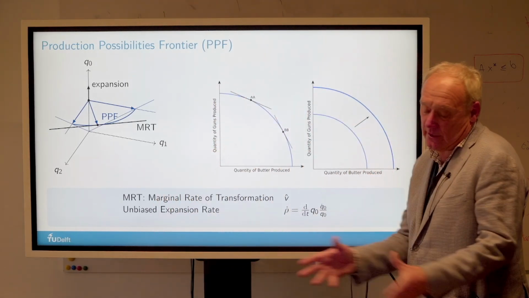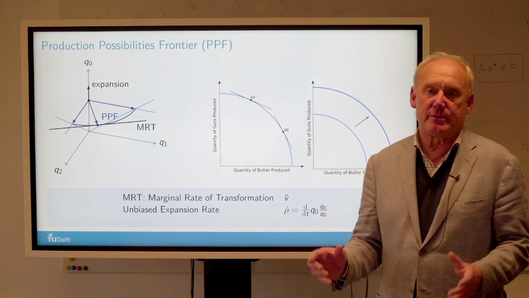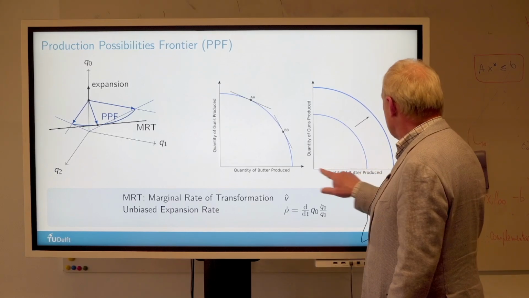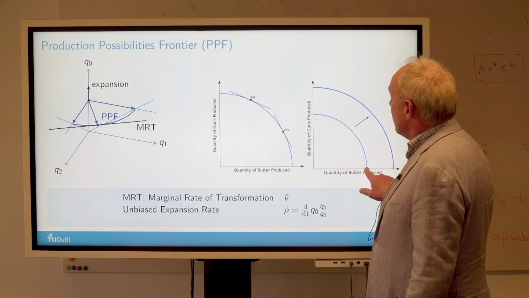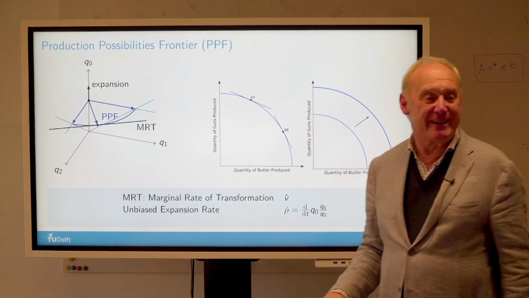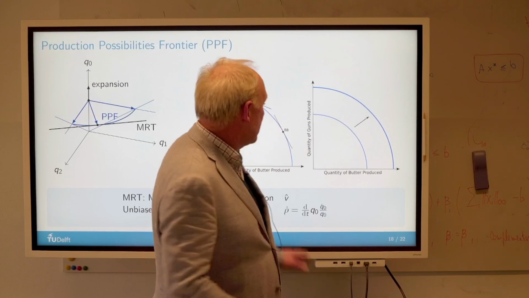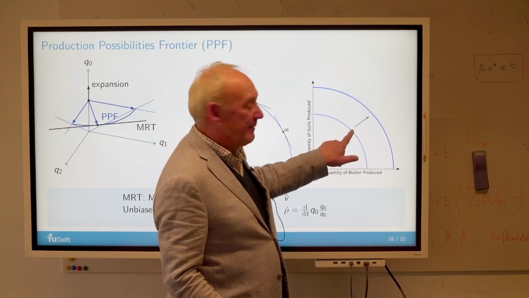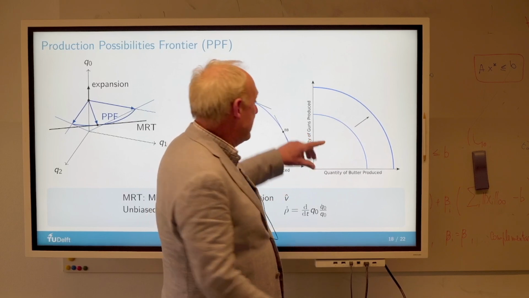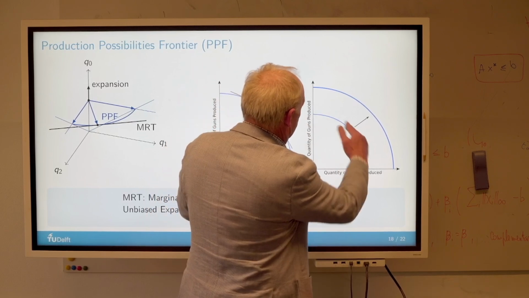They say, all right, so a society has certain types of resources. And with these resources, they can produce so much butter, or if they apply all their resources to producing guns, they can produce so many guns, all right? And they can also say, in the middle, we're going to produce some butter and some guns. And then you'll see that there is some kind of optimum, right?